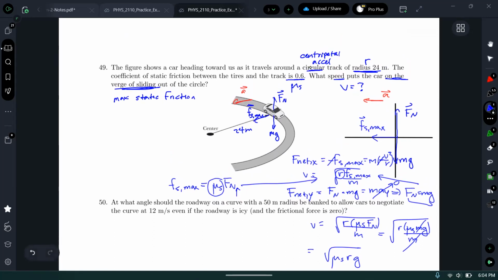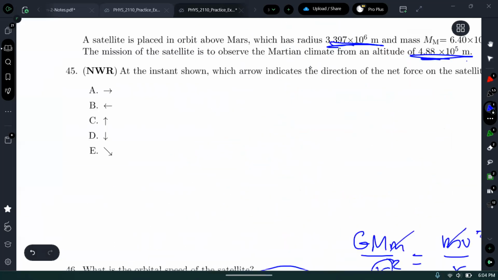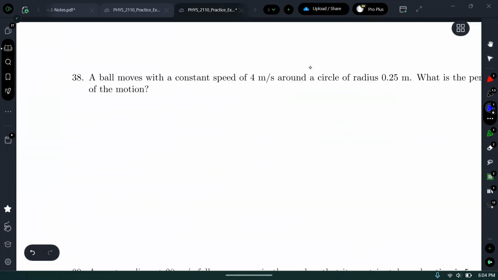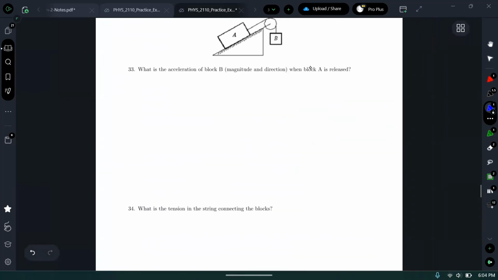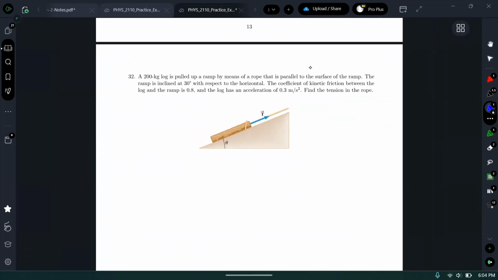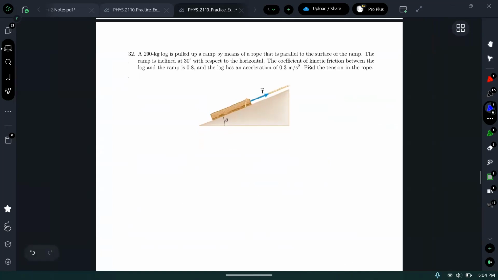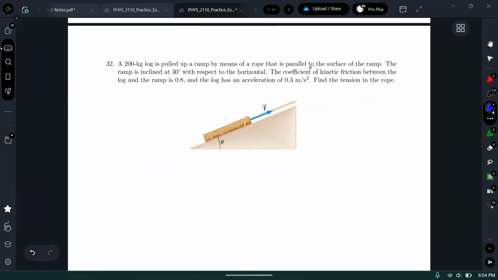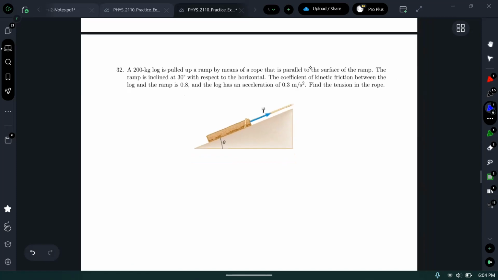Can you do question number 32? Sure. Okay. Yeah, this is a good one. This one gets asked pretty much every time I throw it into one of these because it's got a lot going on, and so it lets you see a lot of different things at once.